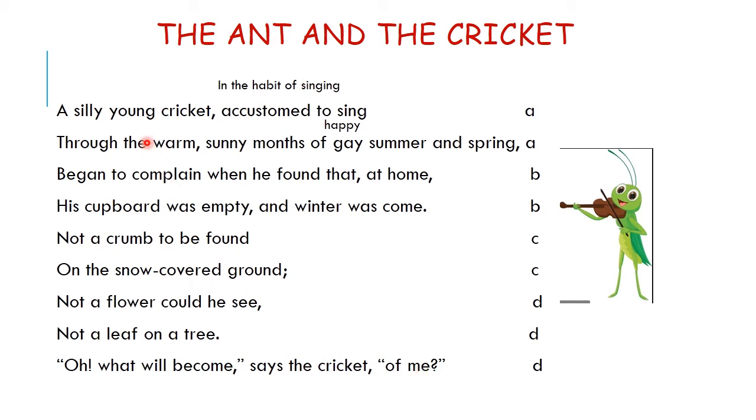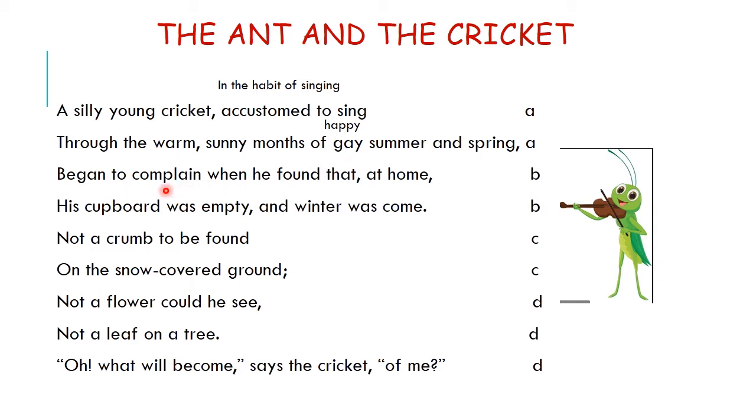So, the poem begins. We see a cricket. The poet calls it a silly young cricket, accustomed to sing. Accustomed means the cricket has a habit of singing through the warm sunny months of gay summer and spring. Gay means happy. So when the sun is out and when it is summer and spring, when it's time to work hard, what does this young cricket do? It whiles away its time by singing.